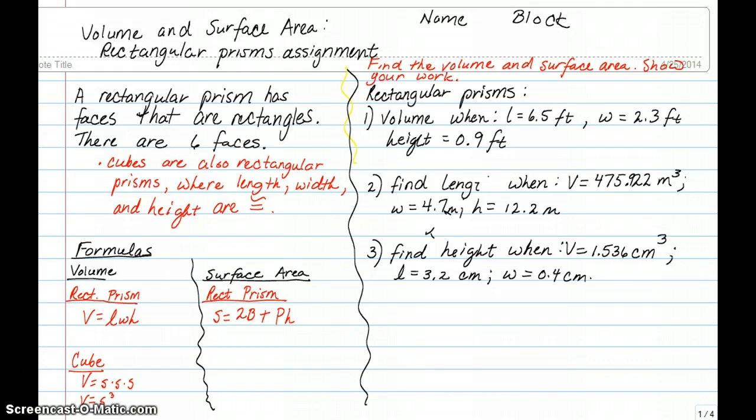Now you'll notice on the right I haven't left any space, so you're going to have to do one, then volume of the first one, surface area of the first one, then move to the second one, and so on. So I want you to write on the left that a rectangular prism has faces that are rectangles, and there are 6 faces. 2 of those faces will be bases, okay, so the base will be a rectangle.